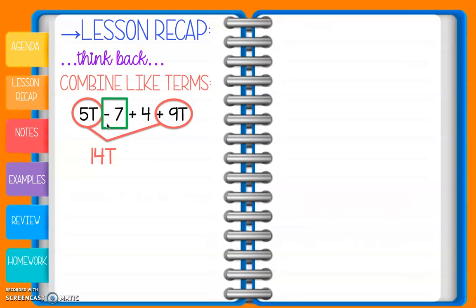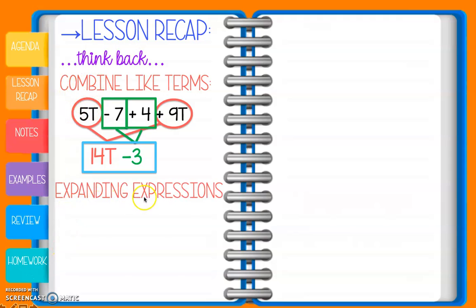So be careful to remember your subtraction and your negative signs. And I'm going to put a square around plus 4. When I combine those, I get a negative 3. So my combined like term simplified expression is 14t minus 3. Okay, remember we said we cannot combine coefficients with constants because we don't know what that variable t is. So that's what we did when we combined like terms.